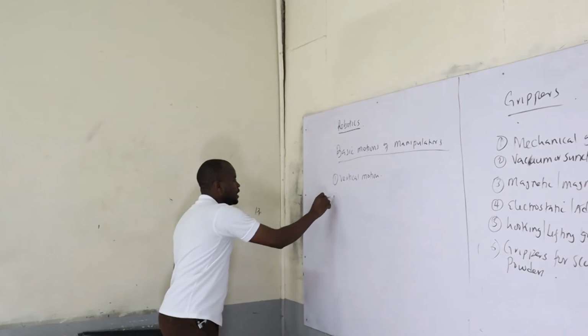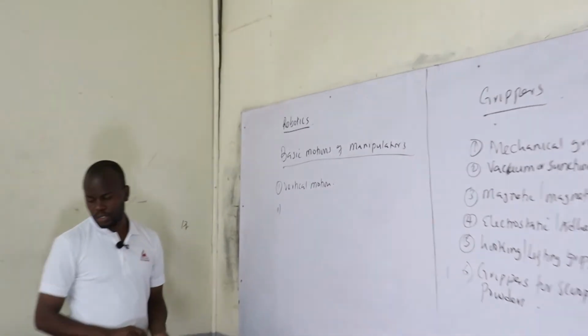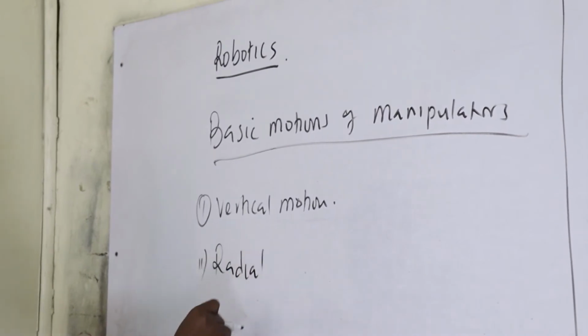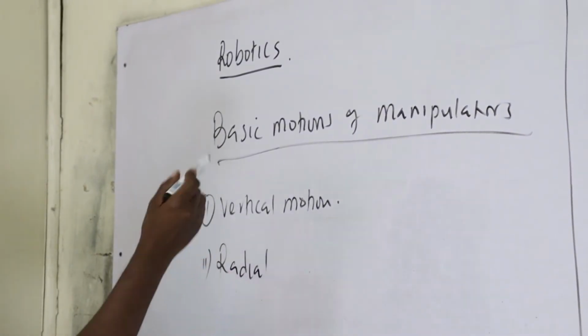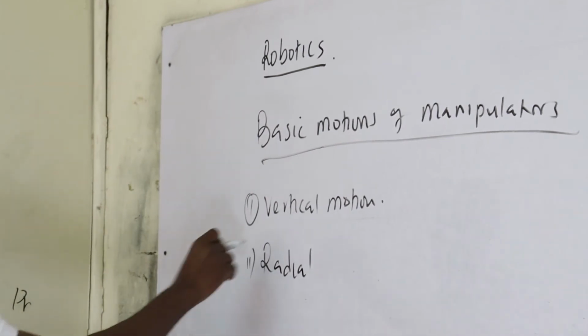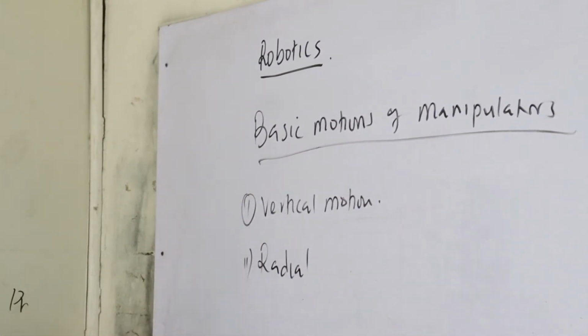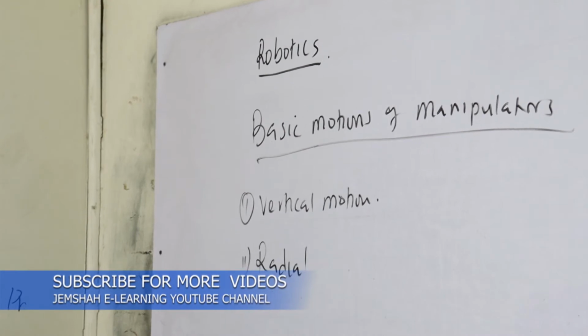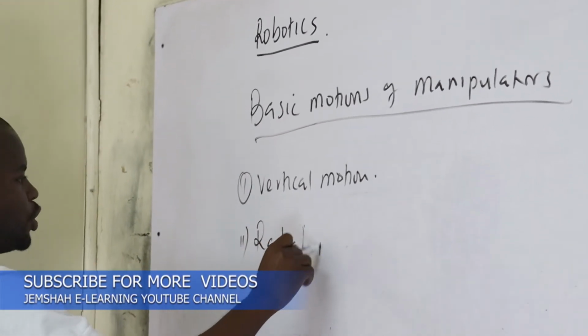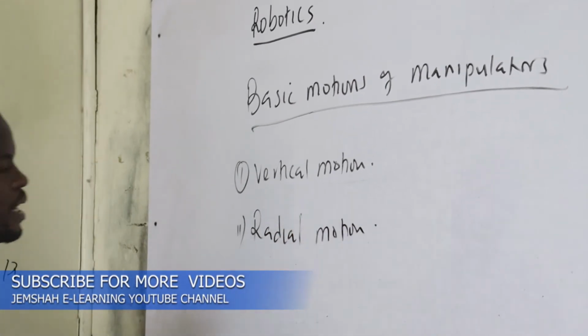The second one that we can talk about is the radial motion. The second degree of freedom of the basic motions of the manipulator. The first one is the vertical, which majorly involves the movement of the arm up and down. Second one is the radial motion.